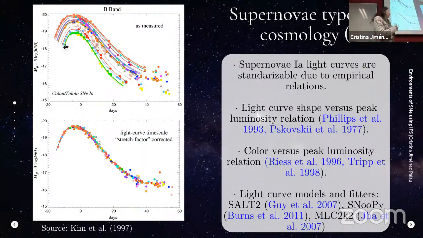The first relationships were the light curve shape versus the peak luminosity relationship, which was discovered quite a while ago, like before I was born, 1993, 1977. And then we have the color versus peak luminosity, which is widely used. And nowadays we use light curve models and features to obtain these standardizations. These are the most usual ones.